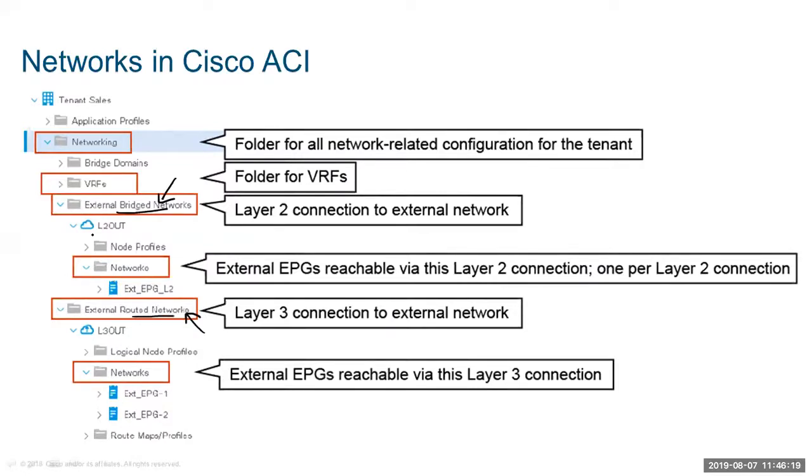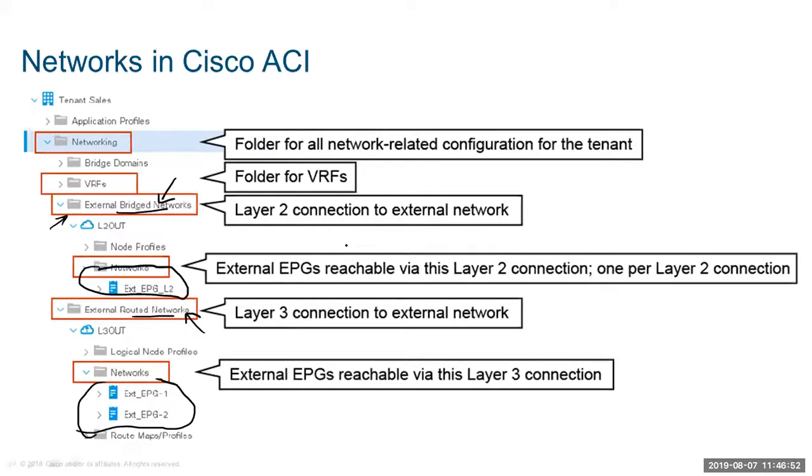And then all the devices that are accessible through those layer 3 devices would be configured as part of external EPGs. And all nodes reached through that layer 2 connection would be part of external EPG under the bridged category. Okay, that's just highlighting where in the GUI you would be configuring this.